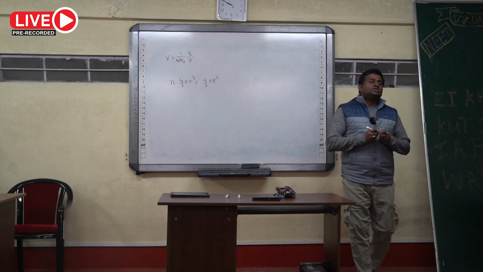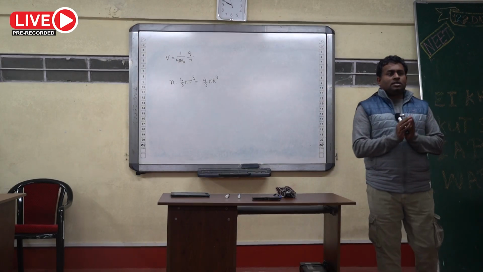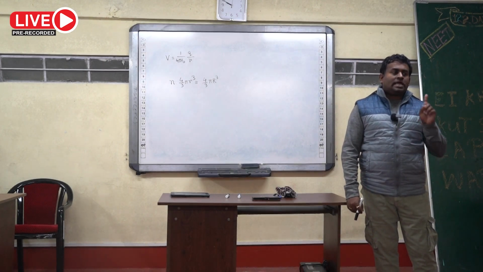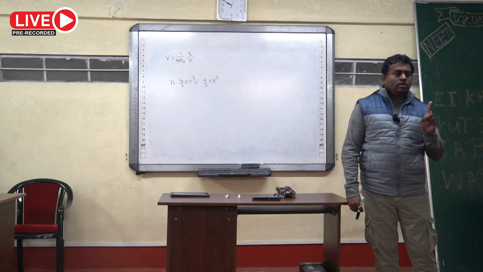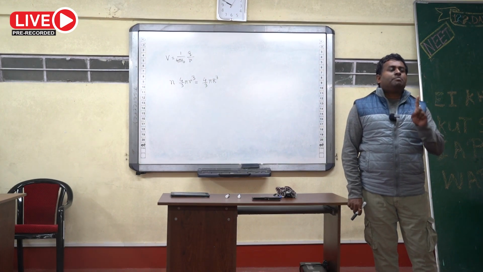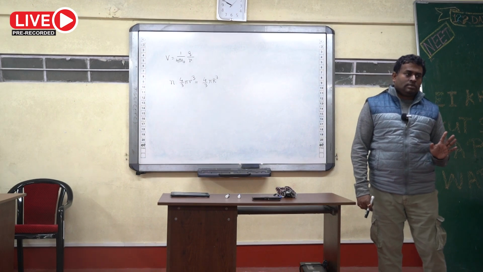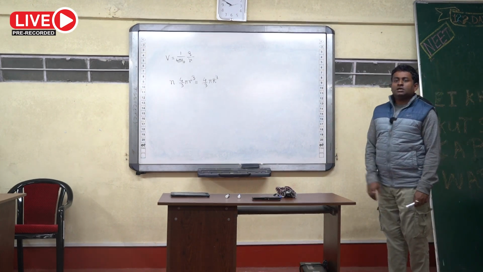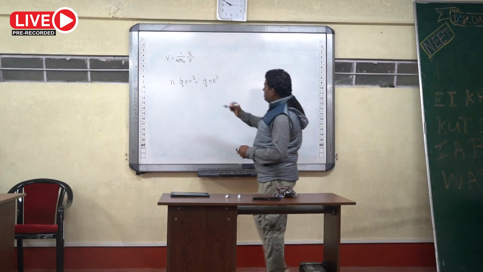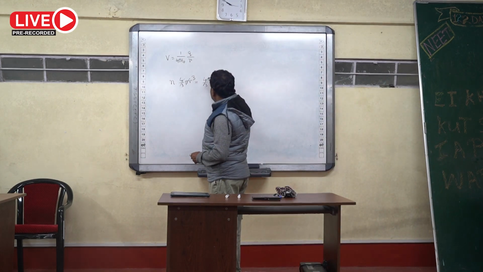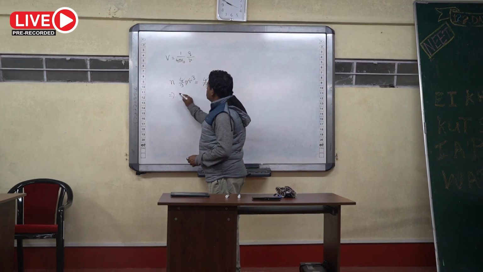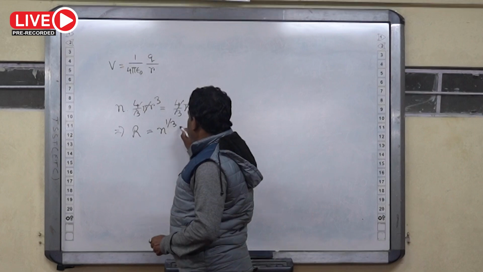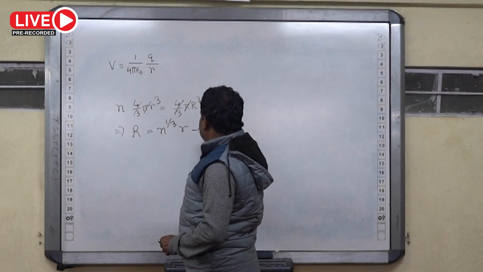Okay, so when n such drops are combined together, the total volume will remain unchanged. So the volume of n small droplets will be equal to the single big drop's volume. Clear? So from that we can find a relation between their radii. 4/3 pi will cancel, so we can write capital R will be equal to n to the power 1/3 times small r. This is my first relation.